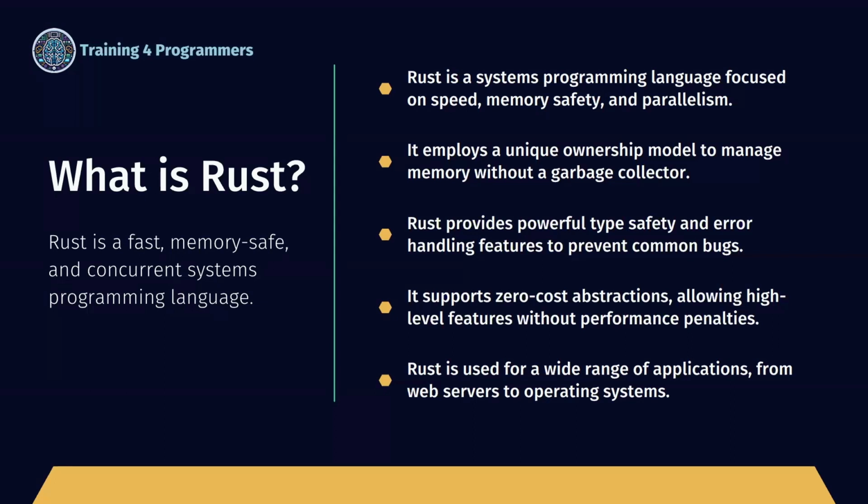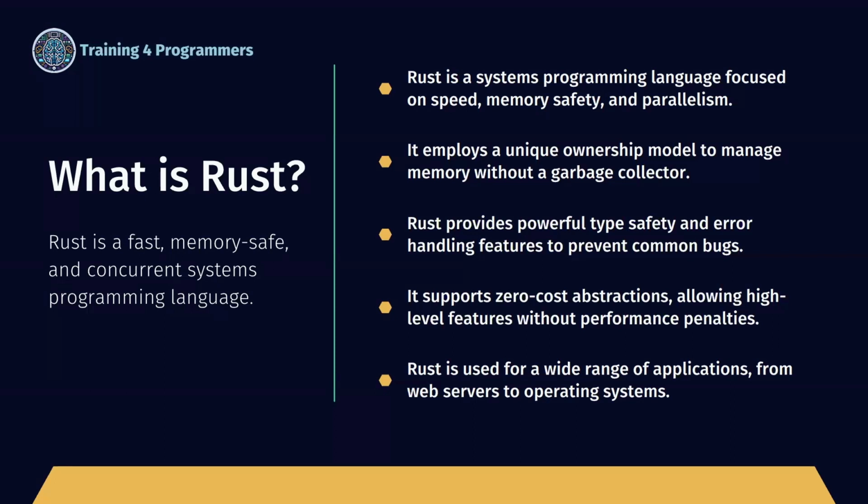Rust is also well known for being able to do concurrent programming very, very well. Now, other languages can also do concurrent programming. That's not really uniquely a Rust thing. The memory safe part is what really sets Rust apart. So to summarize here, Rust is a systems programming language focused on speed, memory safety, and parallelism. It employs a unique ownership model to manage memory without a garbage collector.